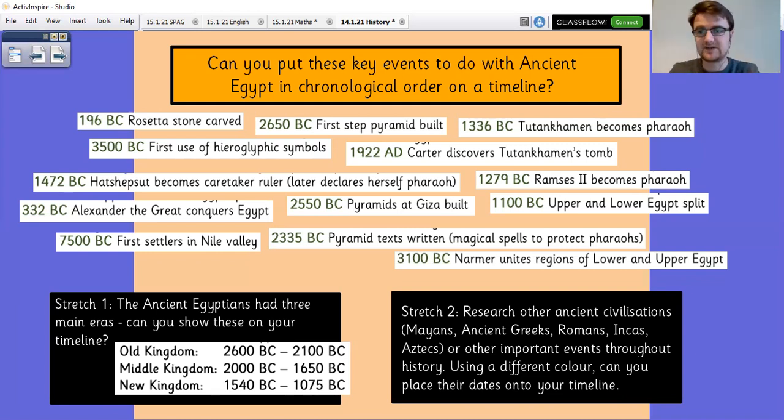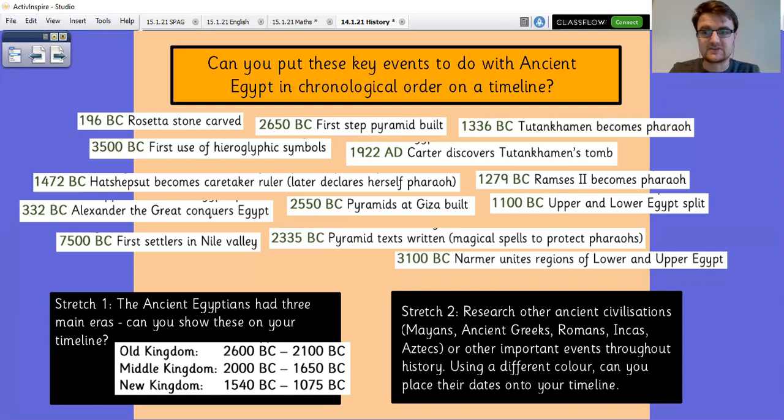There's a couple of stretch tasks as well. So the first stretch task is the ancient Egyptians had 3 main eras, the Old Kingdom, the Middle Kingdom, and the New Kingdom. Can you show these on your timeline? So which events happened during the Old Kingdom era, which events happened in the Middle Kingdom era, and which events happened in the New Kingdom era?